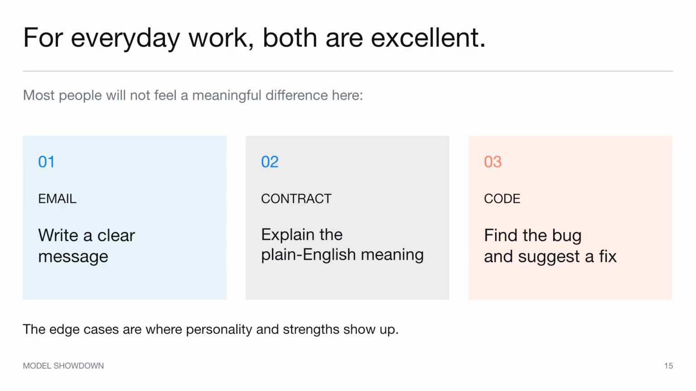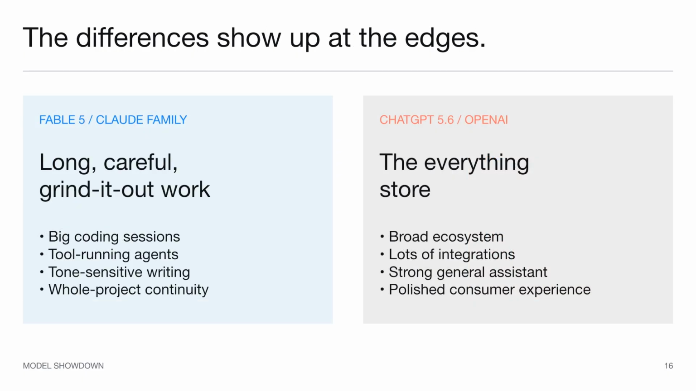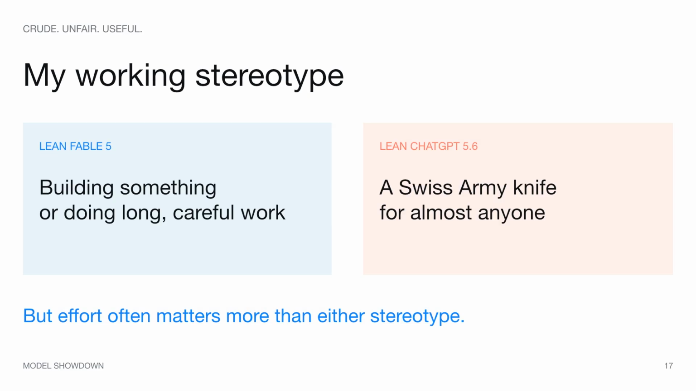The ChatGPT side has been the everything store, massive ecosystem, plugs into everything, huge user base, very good general assistant, and OpenAI iterates on that consumer experience constantly. So my crude, unfair, but useful summary, if I'm building something or doing long, careful work, I lean Claude. If I want a Swiss Army knife that my mother-in-law could also use, the ChatGPT side is genuinely great at that. Is that a stereotype? Kind of. Are stereotypes about software more accurate than stereotypes about people? Shockingly, yes.